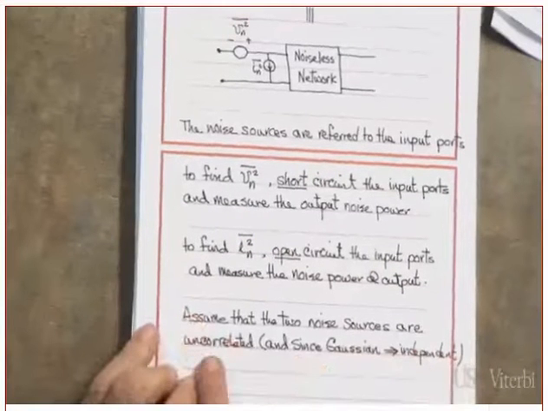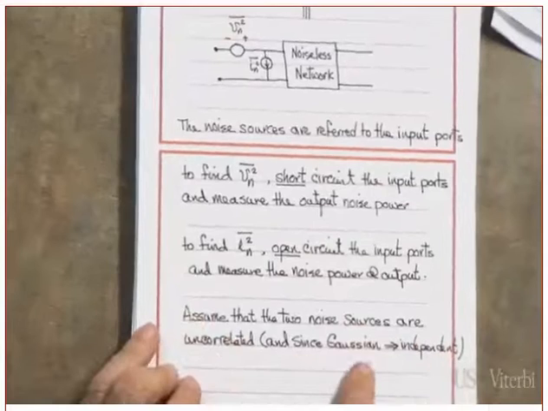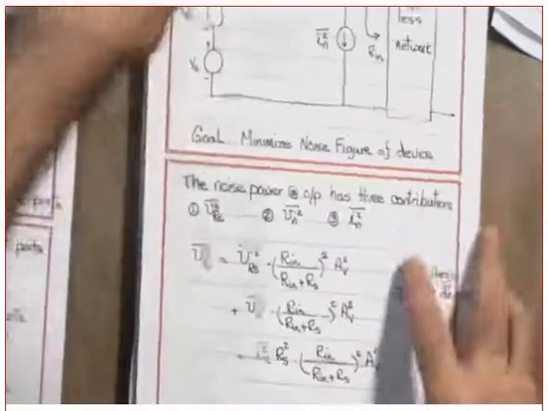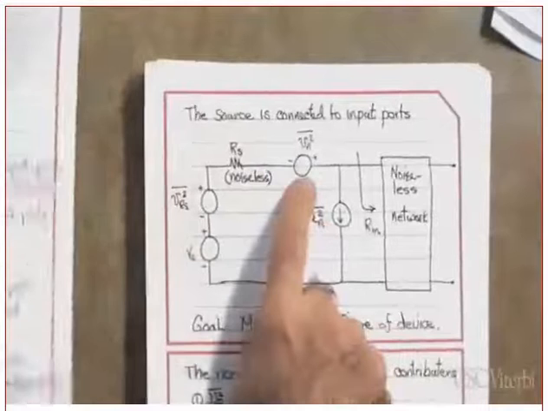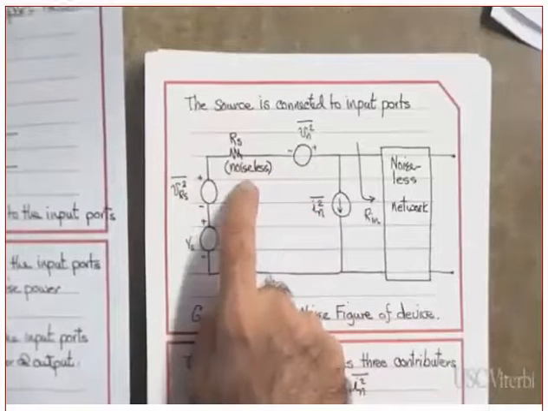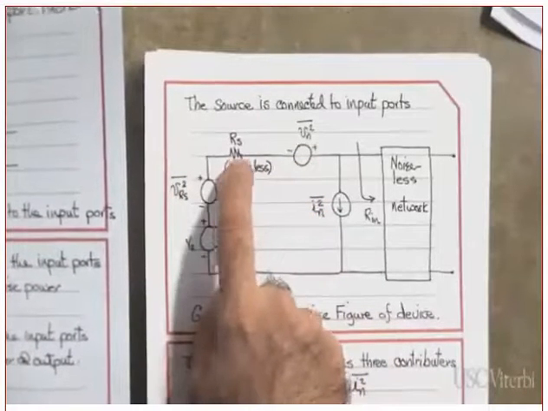So, assume that the noise sources are what? Uncorrelated. And since Gaussian, they are what? They are independent. How do you write it? Let's see if you can tell me. How do I represent this? This is a noise source. I can represent it by a what? A resistor, which is the what?